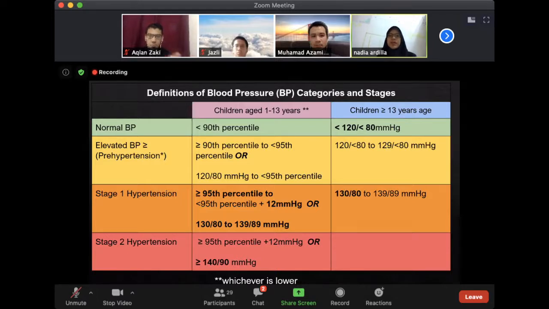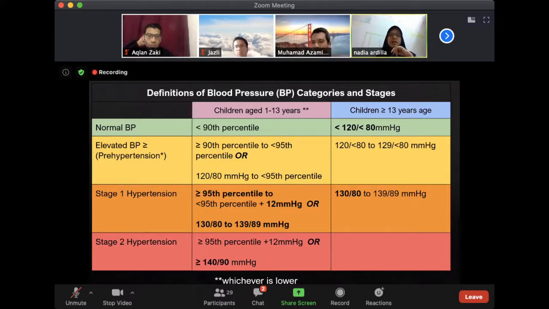But in children 13 years old and older, you can take it like BP in adults, where normal BP is less than 120 over less than 80. Pre-hypertension is 120 over less than 80 to 129 over less than 80. So when their systolic blood pressure arrives at 130 over 80, that is stage 1 hypertension, from 130 over 80 to 139 over 80.